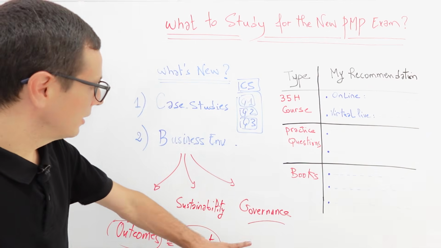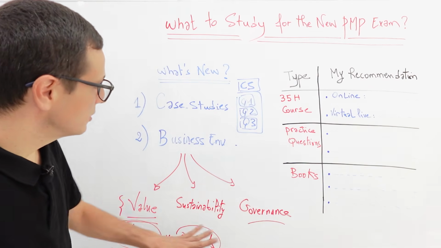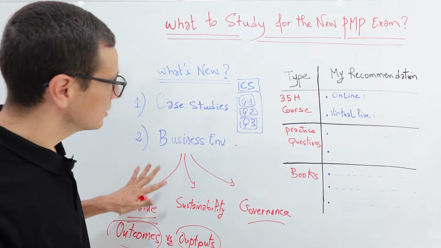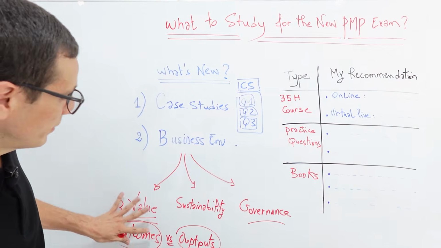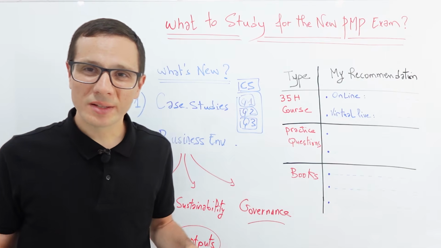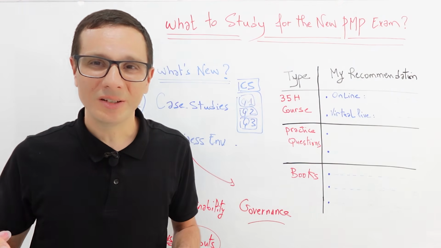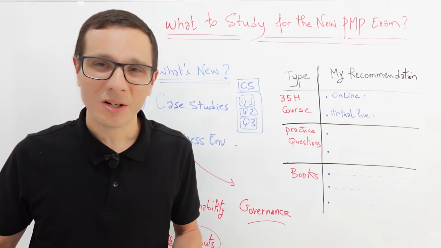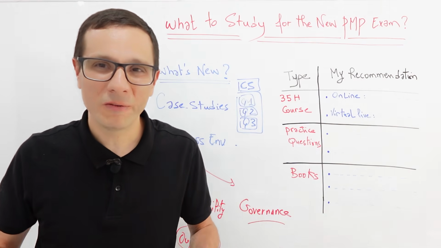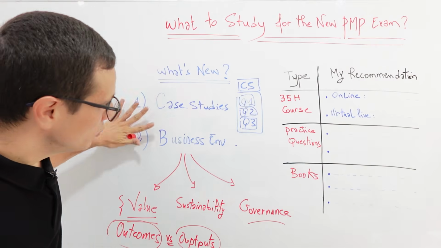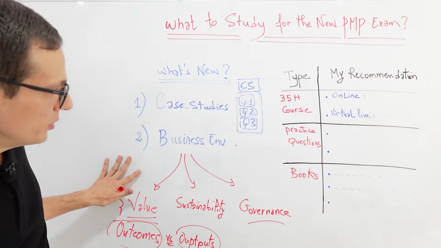So this is governance, which is also related to having a system aligned with the business environment, and the project manager is the person that needs to be aware of this system and aware of this environment in order to achieve the vision, not just of the project, but of the whole organization. Okay, so that's what is new when it comes to the new PMP exam.